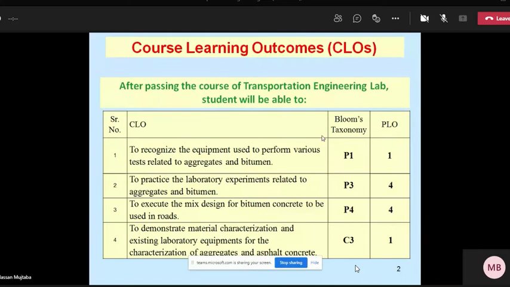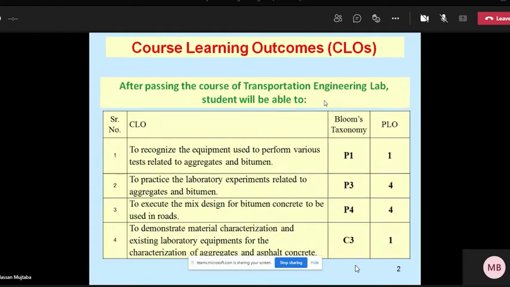So regarding the CLOs, to recognize the equipment used to perform various tests related to aggregates and bitumen, you would be able to recognize it. If I say measure the shape of the aggregate, based on that you say okay, I am going to carry out the flakiness index test, elongation index test. Now let's talk about what they are, and you may go for the angularity number test, and you say the shape of the aggregate can be measured using this test.